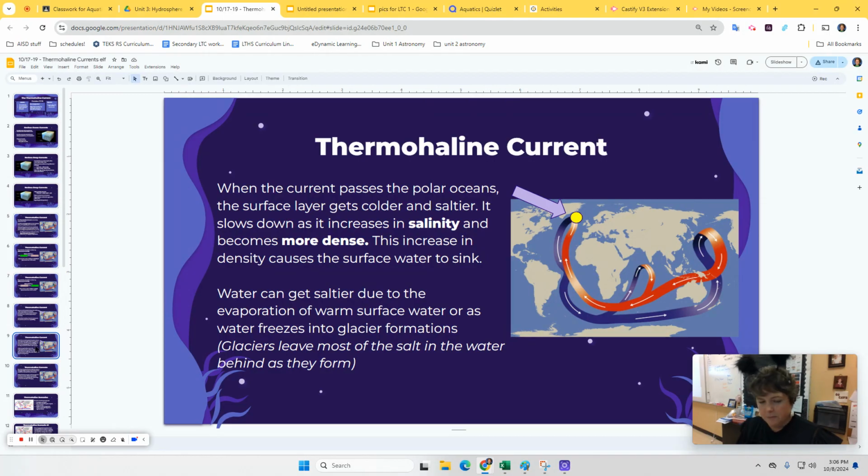Okay, now you're going to fill this part in here. When the current passes the polar oceans, the surface layer gets colder and saltier. It slows down as it increases in salinity because, again, it's more dense. So heavier things move slower, more dense things move slower, and it becomes more dense. Increases in salinity and becomes more dense. This increase in density causes the surface water to sink.